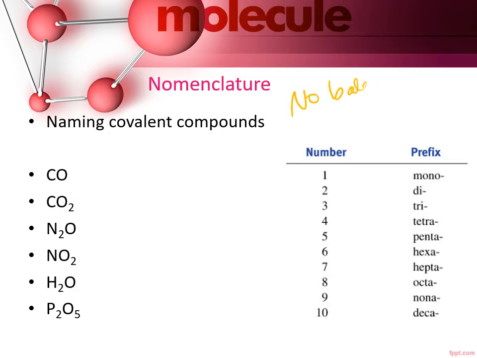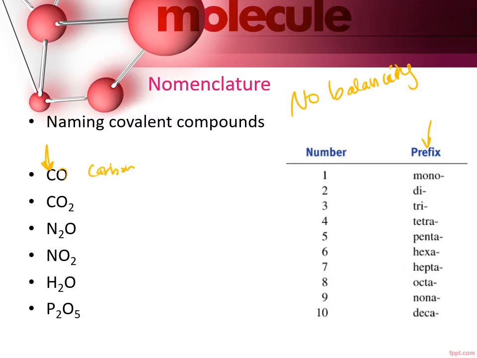No balancing of charges necessary. No balancing of charge is necessary because we're not going to worry about charges for now. Instead, we're going to use our lovely prefixes when we name covalent compounds. If there's only one of the first element, then no prefix is necessary. And so this is going to be called carbon, just carbon.